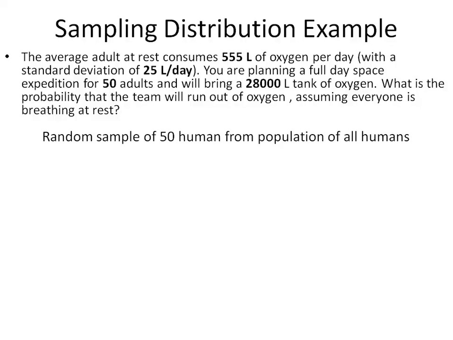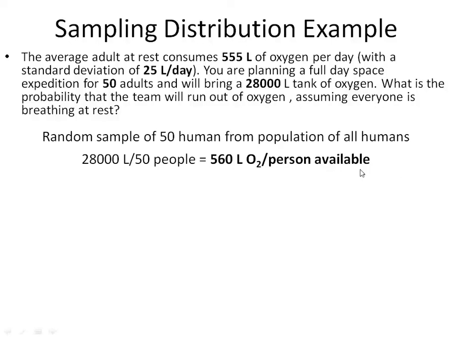What is the probability that your team will run out of oxygen, assuming everybody is breathing at rest? So what we're talking about here is a random sample of 50 humans from a population of all humans on Earth. If you have a 28,000 liter tank of oxygen divided by 50 people, that means in a random sample of 50 people, there will be 560 liters of oxygen per person available in the tank.